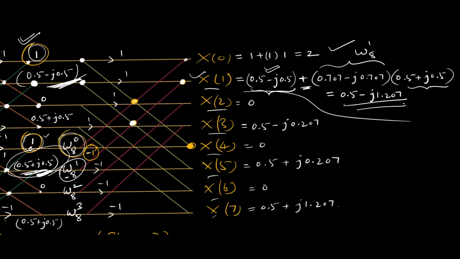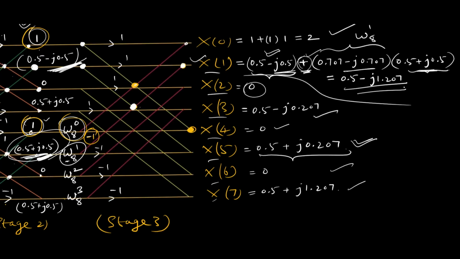Likewise we can find this one and this one. The second output of the second butterfly is 0.5 plus iota 0.207. It is calculated using the same input values and twiddle factor value. The only difference is that we have changed the sign. Same way you can calculate all the other values. These values, x0 to x7, are all DFT values.